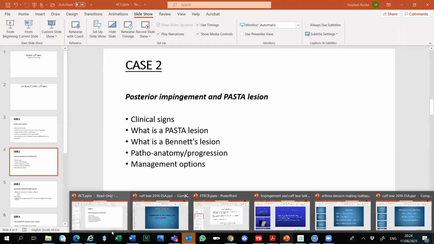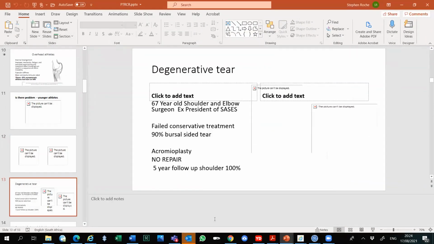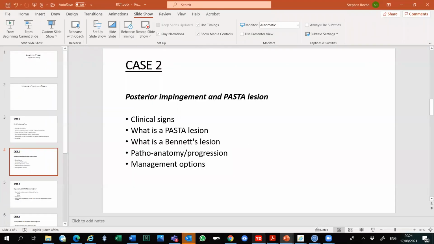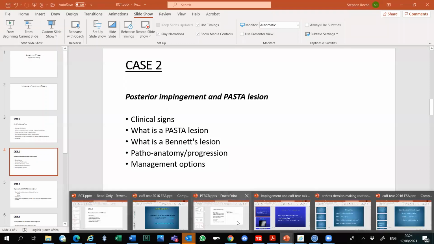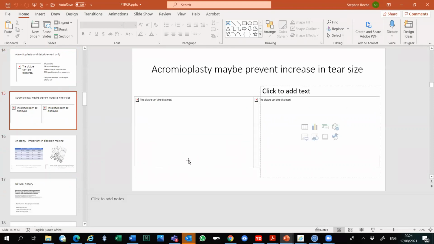And at the moment, let me just go here. Partial rotator cuff tears. Let's just go here. That's my wrong talk. Let me just go back. Which one is this? No, I've opened the wrong talk. Oh no, my hard drive's come off, so I can't use it.